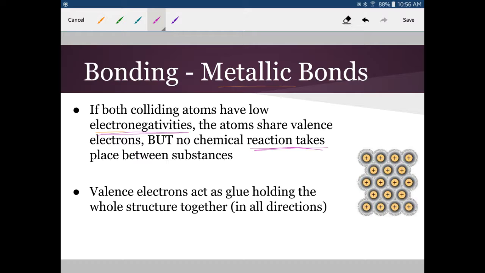So if we have multiple atoms of, let's say, copper or something like that, the electrons will surround those atoms or the nuclei of the atoms, and they will basically collide or share those electrons, not in the same sense as covalent bonds share, but they'll sort of act as a sticky glue that will surround those nuclei to hold the whole structure together.